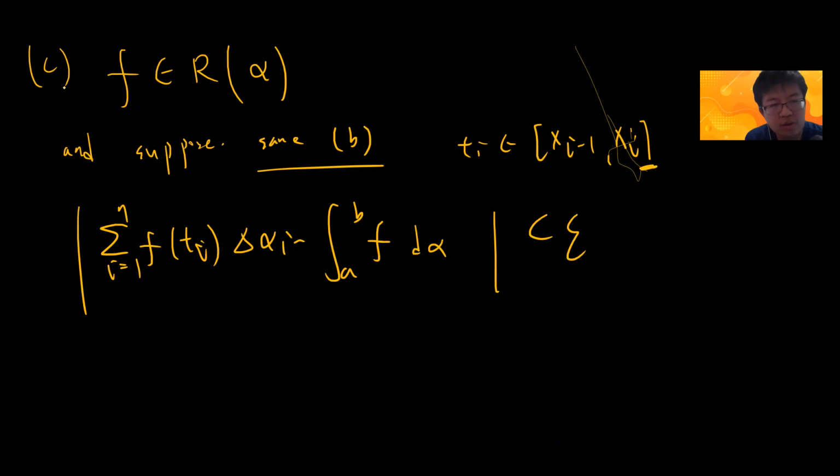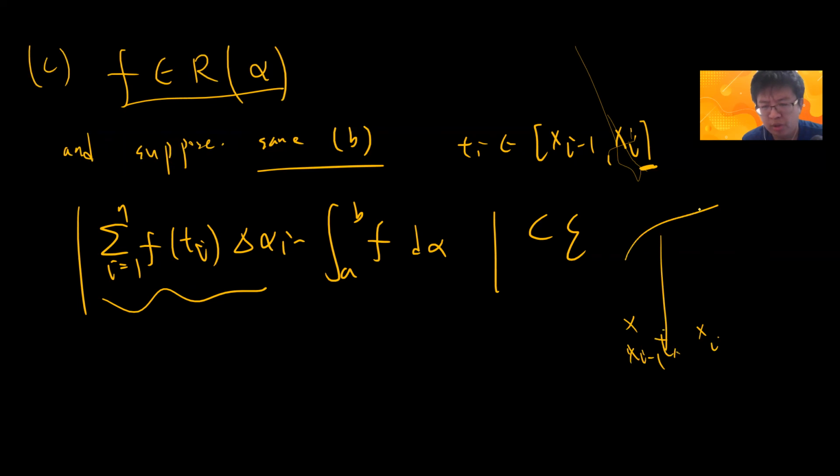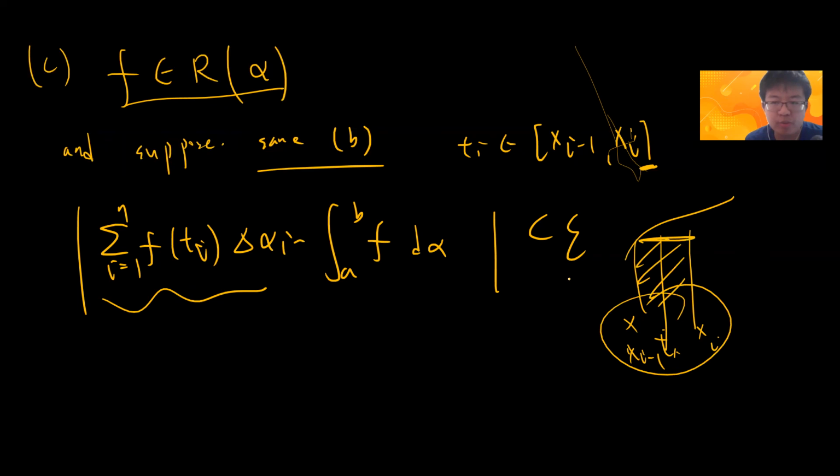So basically, this C just tells you that if f is Riemann integrable, then for your partition, whatever point you choose between x_{i-1} and x_i, the error is less than epsilon. This is very intuitive: if your function is integrable and you shrink the width to be arbitrarily small, then whatever point you choose, whatever partition you use will still give you the error bound.